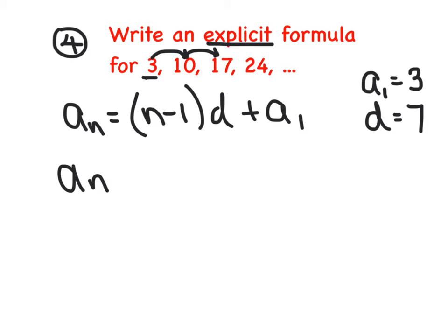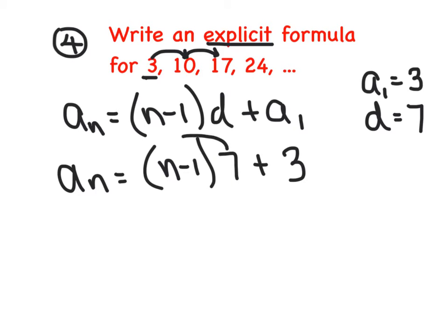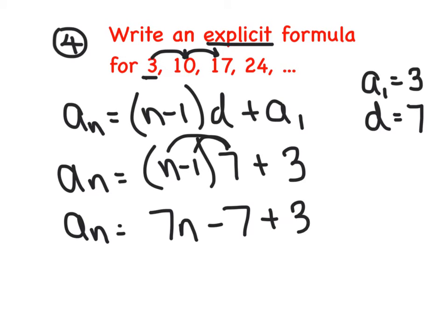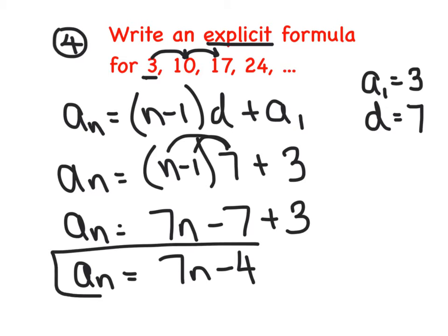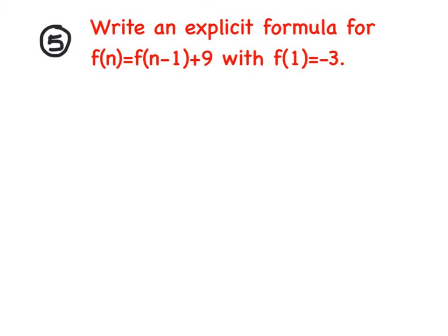So the nth term is going to be the quantity n minus 1 multiplied by 7 plus the 3. And a lot of times you will see us distribute the 7. And so I got 7n minus 7 plus 3, combine like terms. And my nth term is going to be 7n minus 4. And this is the explicit formula for this arithmetic sequence.